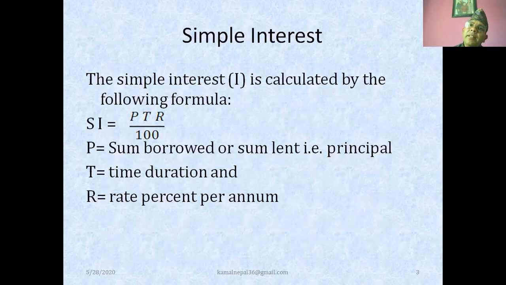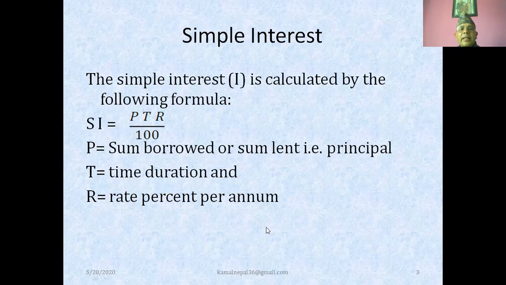The simple interest, it is I or SI, is calculated by the following formula. SI is equal to P into T into R divided by 100. This is your formula. But what is this P? P is the sum borrowed or sum lent. How much you lend, how much you borrow. That is your principal. Then T, it is the time duration, for how much time you took the loan, and R is equal to rate percent per annum.